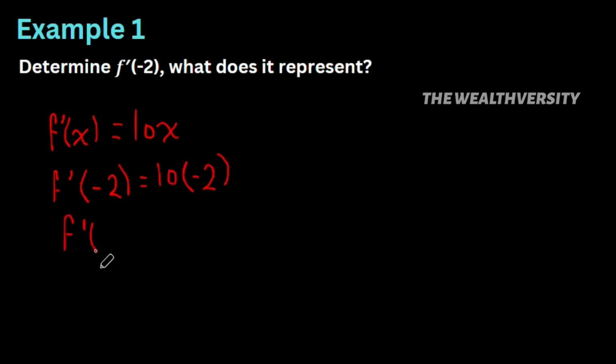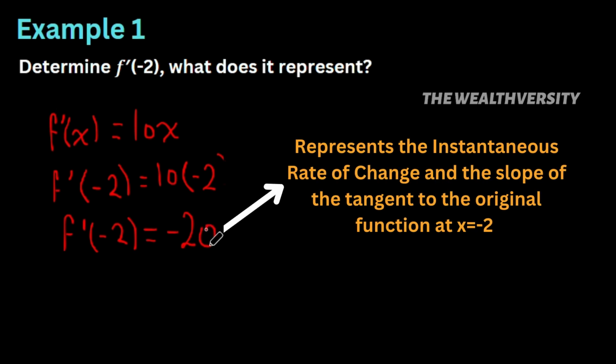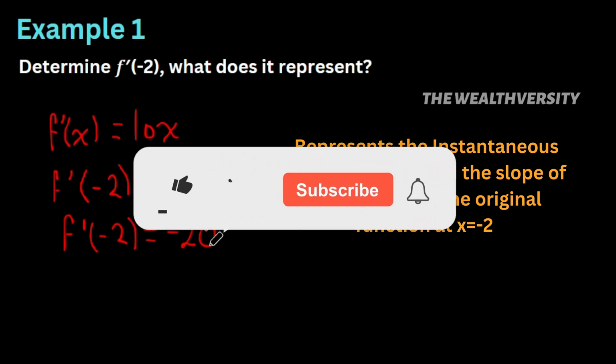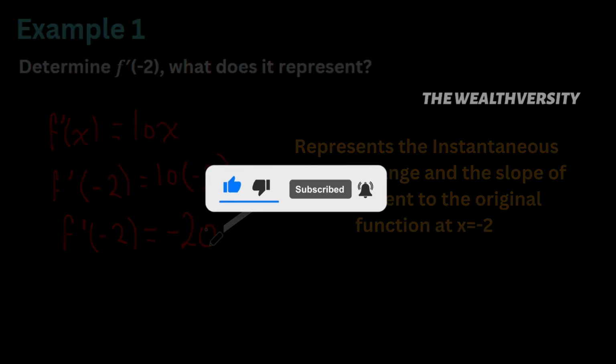We get negative 20. So what does this number represent? This number represents the instantaneous rate of change and the slope of the tangent to the original function at x equals negative 2. This means that at x equals negative 2, the instantaneous rate of change is negative 20. It also means that the tangent line, which is a straight linear line drawn on the original function, has a slope of negative 20.